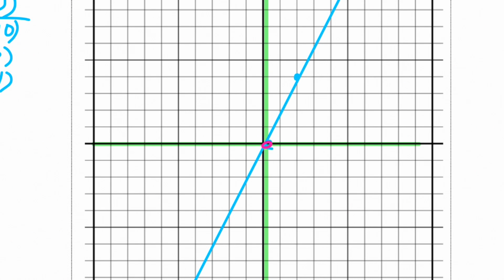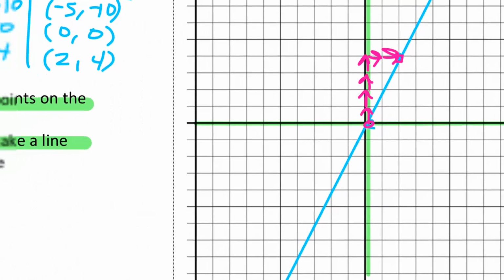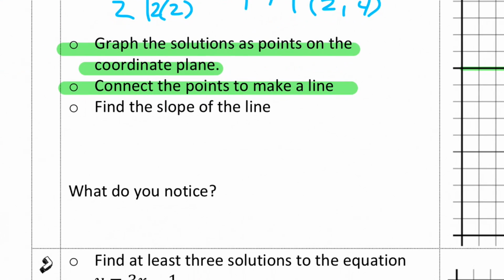So here's one point and here's another point. So I'm going to go ahead and count. 1 up, 2 up, 3 up, 4 up, 2 over. I'm going to write that over here. We went 4 over 2, and so I know my slope is 2.